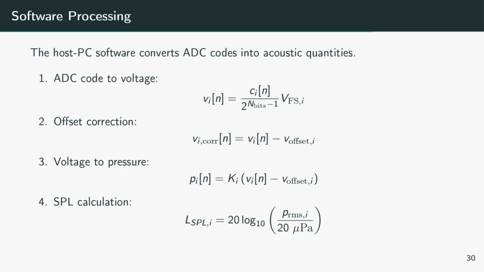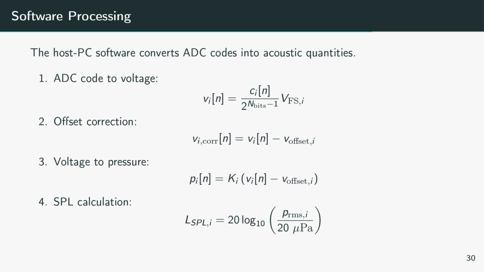The first step is to convert each ADC code into voltage. This conversion uses the ADC resolution and the full-scale voltage of each channel. Then, we apply offset correction. This is important because each sensor, amplifier, and ADC channel may have a small DC offset. Therefore, the offset is measured during calibration and subtracted independently for every channel.